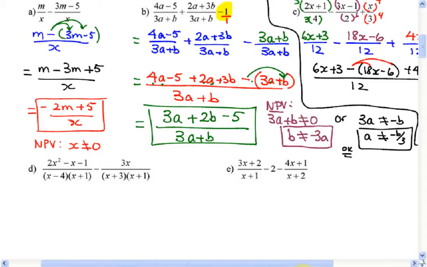What's the lowest common denominator in this case? X plus 12. I don't even see a 12 there. Okay, can we stop for a sec? Let me show you something here. Just watch. Don't write this down.